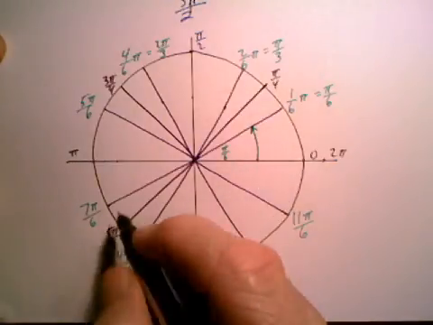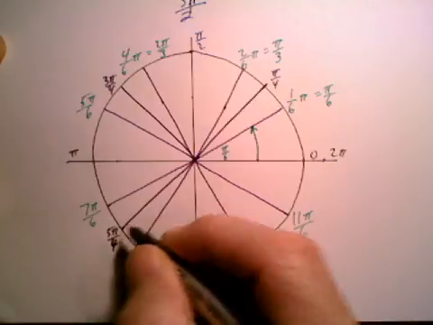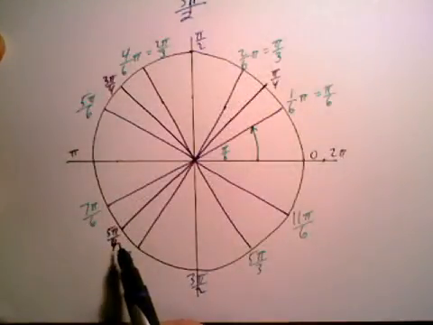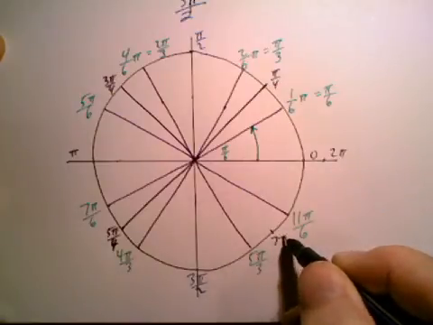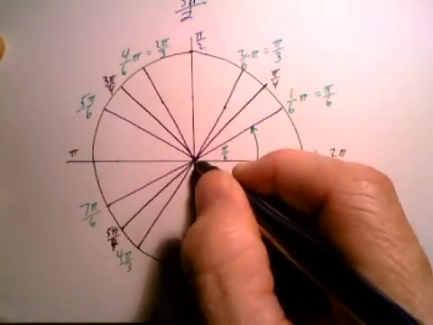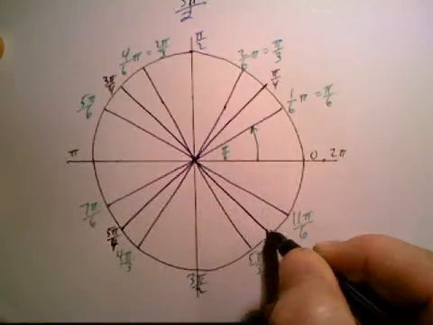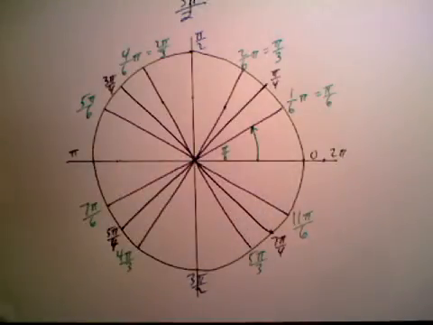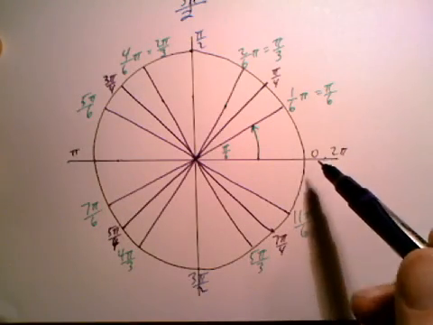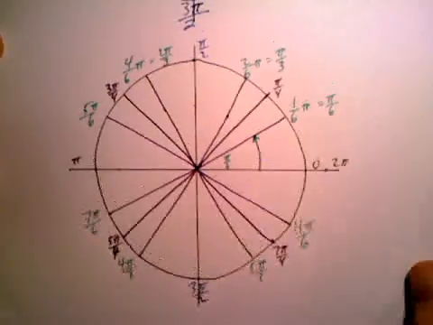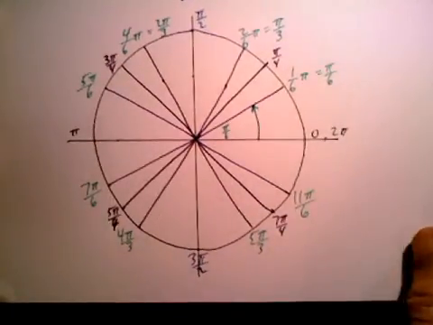And then, oh shoot, 5 pi, not over 6, 5 pi over 4. Maybe you caught that. And then 6 pi over 4, 7 pi over 4 is right there. And we have all of the angles labeled around the unit circle from 0 all the way around to 2 pi. And that's your bread and butter right there, guys. You need to know these things, and you need to study that.